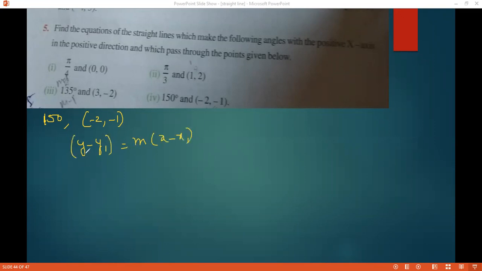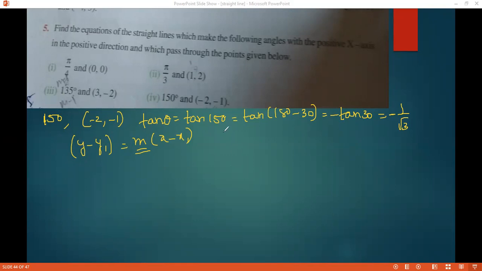So slope here is m equal to tan theta, right? So let us first find tan theta, that is tan 150. How do we write tan 150? Tan 150 can be written as tan of 180 minus 30, which is minus tan 30, that is minus 1 upon root 3.